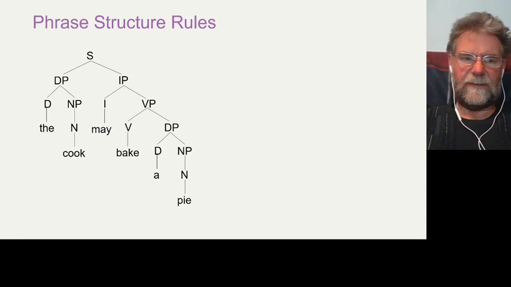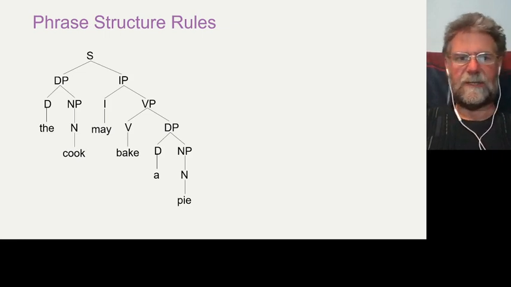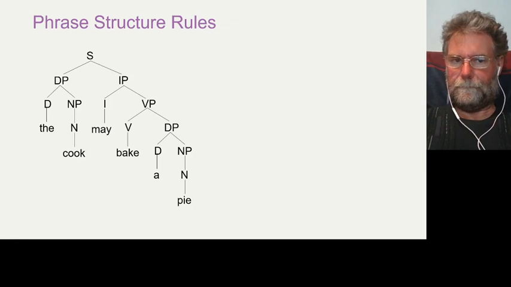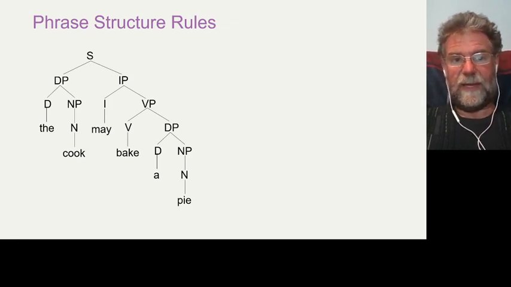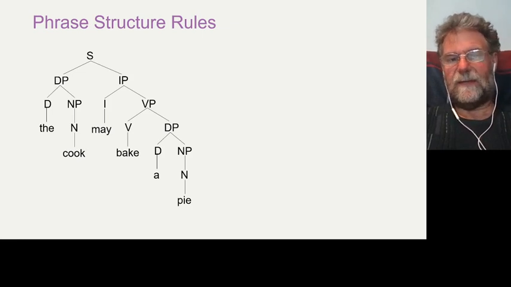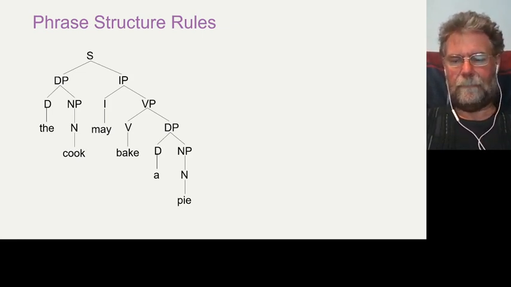The sentence itself splits into two parts, the subject and the predicate. The subject in this one is a DP, the cook, and the predicate is the inflectional phrase, may bake a pie. That contains a verb phrase, bake a pie, which has an object in it, the DP inside the VP. That's the a pie thing. Now, what kind of rules are we going to need to produce such a structure?